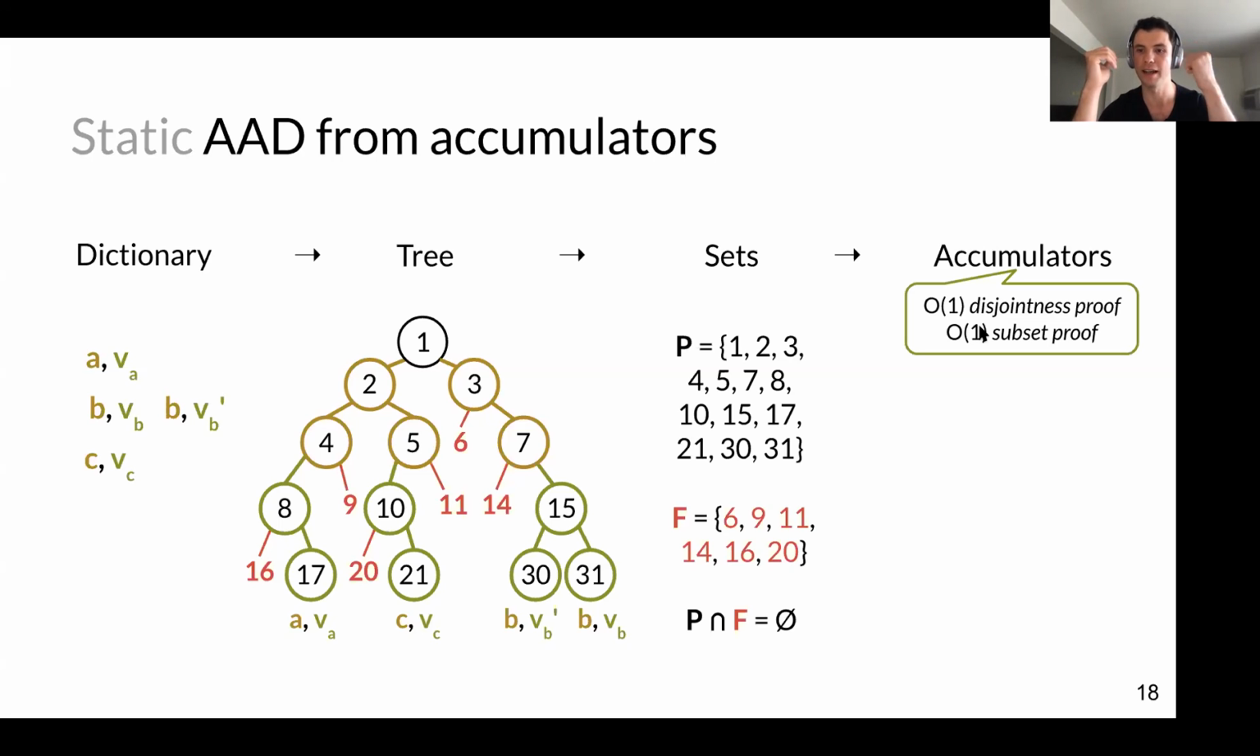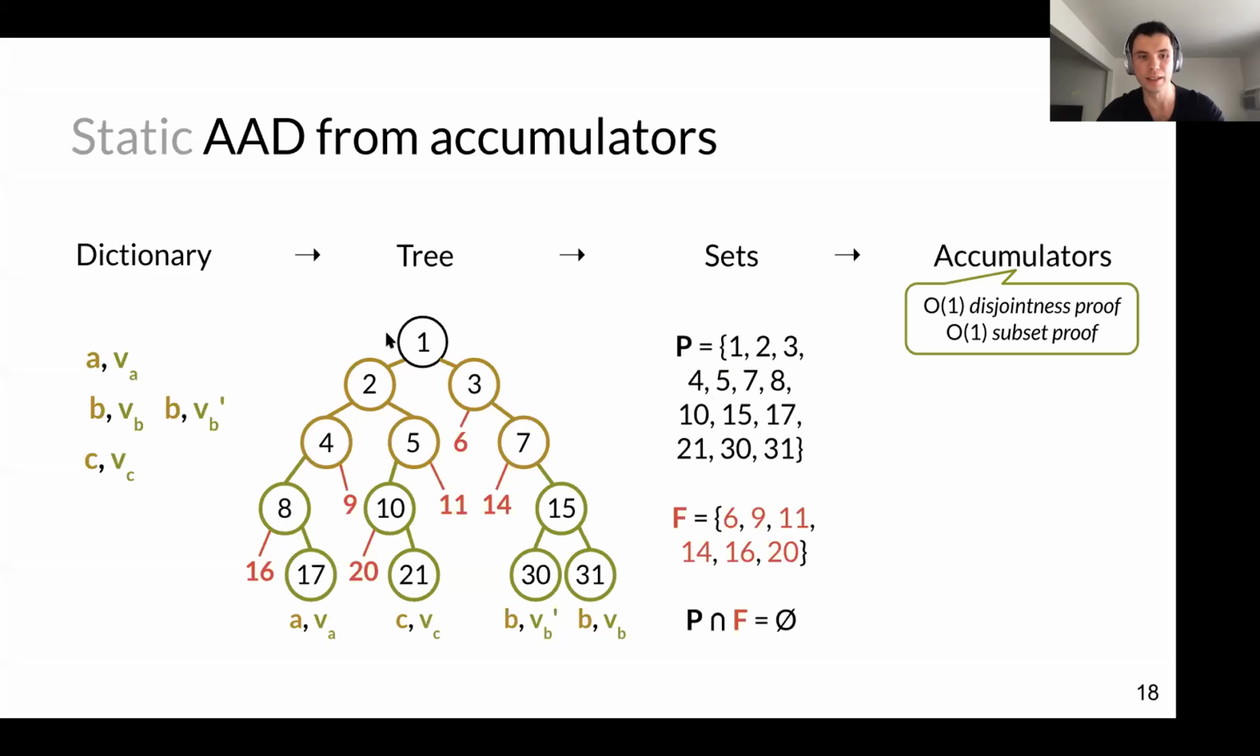What does this mean? If I have 2 sets A and B, and I have their accumulators, then if A is a subset of B, I can construct a proof that verifies with respect to their commitments that the 2 committed sets are subset. I can do the same for disjointness. So I'm going to commit to P and I'm going to commit to F, and then I'm going to build a disjointness proof that they're disjoint using the accumulator scheme.